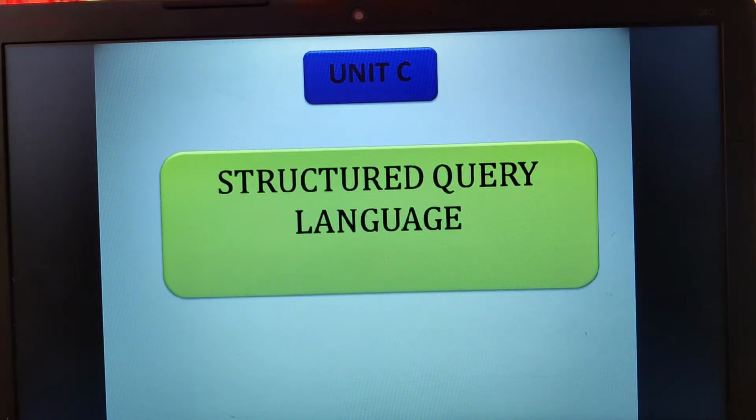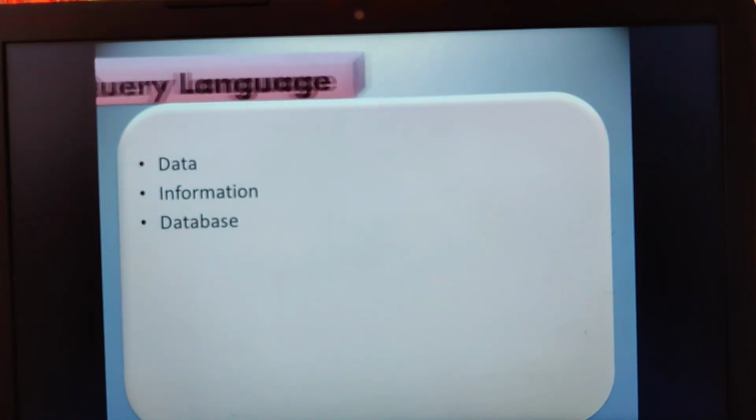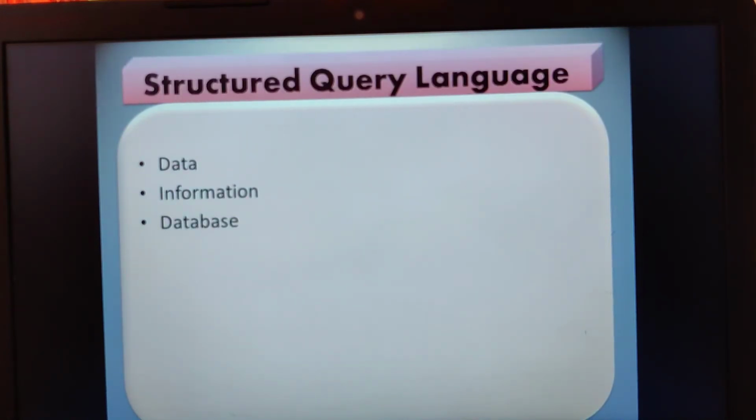But when will you get the proper information out of it? By looking at his percentage, his average, his total marks, you can decide whether it's first class, second class, third class or distinction. This is what the information is. So these are certain important terminologies that we need to know before we start with Structured Query Language.